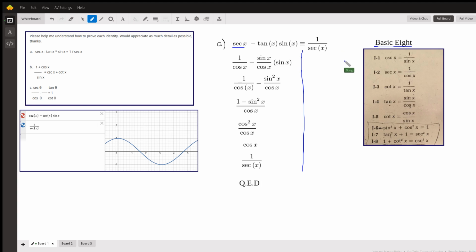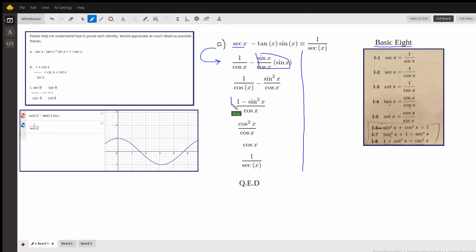Some teachers make you provide a reason for why you go from here to here. We won't do that here. Tangent of x can be replaced by sine over cosine, and there's the sine. If we simplify this fraction, we get sine squared over cosine. And now we have a common denominator. So 1 minus sine squared is the numerator. Cosine of x is the common denominator.